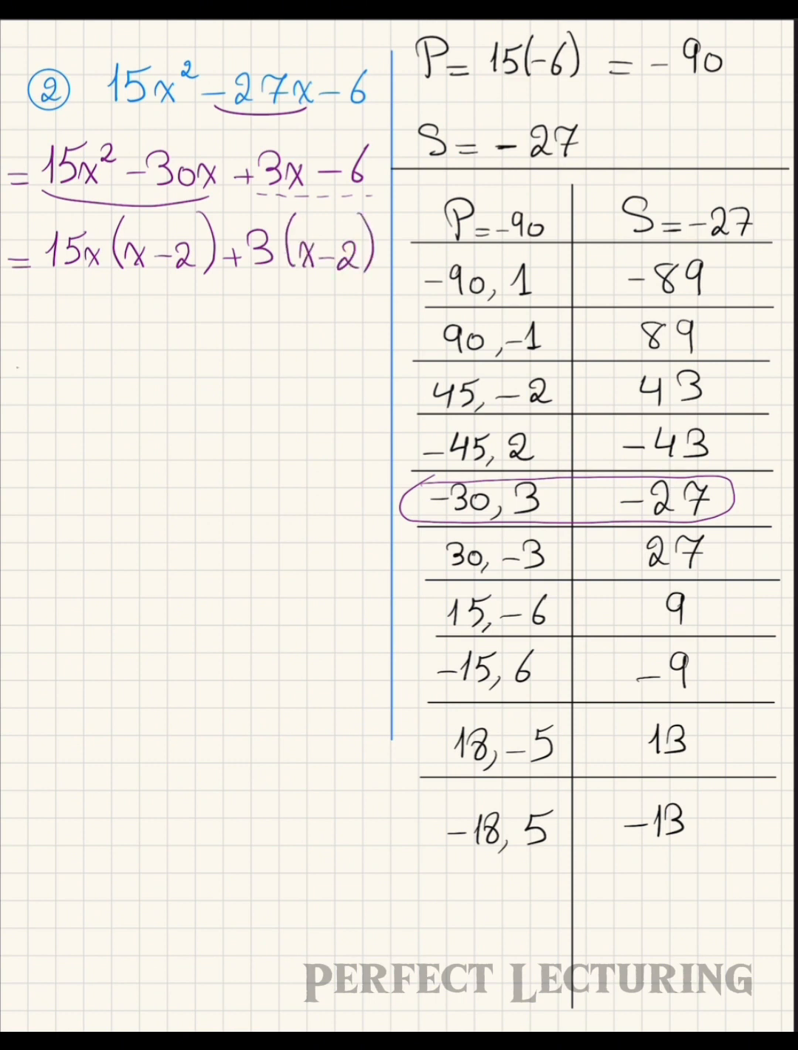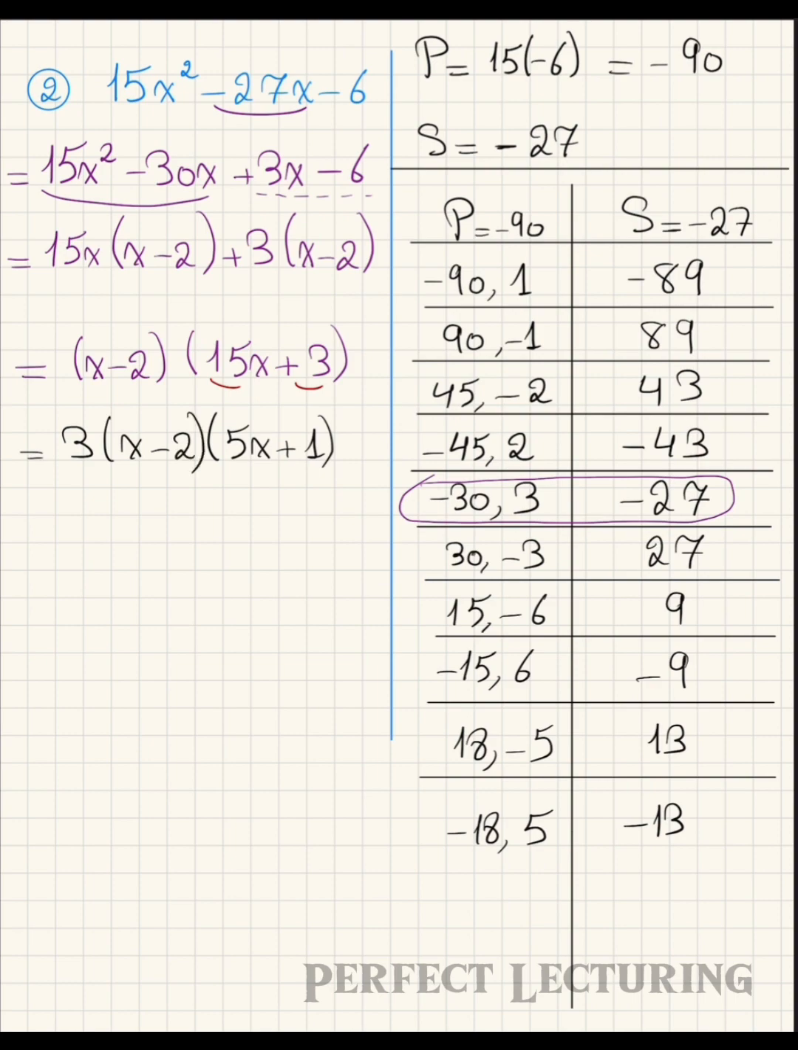It works because another factor popped up, so that is x minus 2 multiplied by 15x plus 3. Here I have to be careful because another factor pops up here, which is 3. So the final answer becomes 3, and this becomes 5x plus 1. And of course, I copy the x minus 2, and this is our final answer.